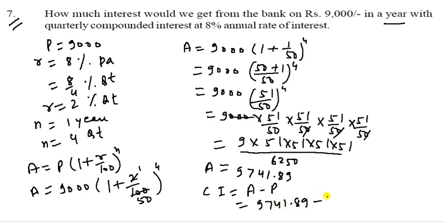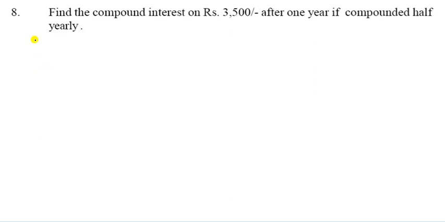So now find the compound interest. As you know, CI is equal to A minus P. So A is 9741.89 minus 9000. So we get only 741.89 rupees. So you have to write rupees and that one is your answer. So let us do the eighth question.